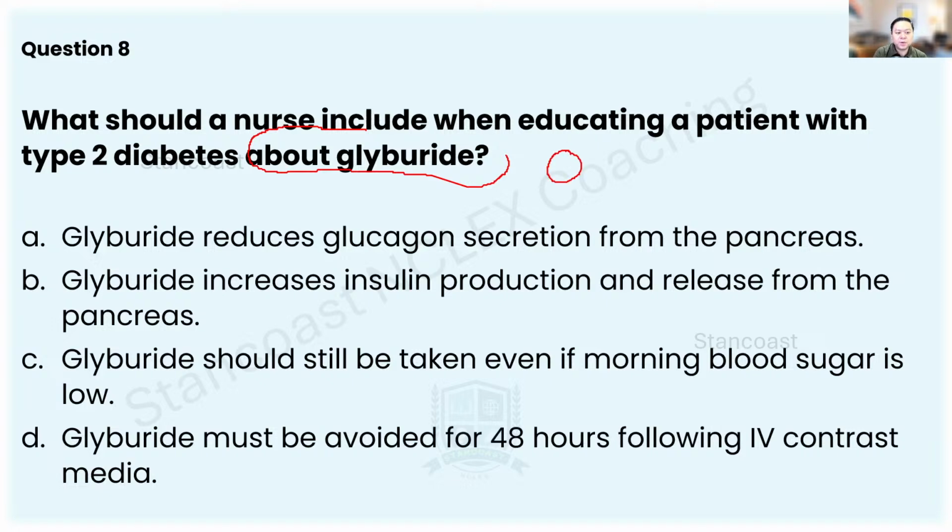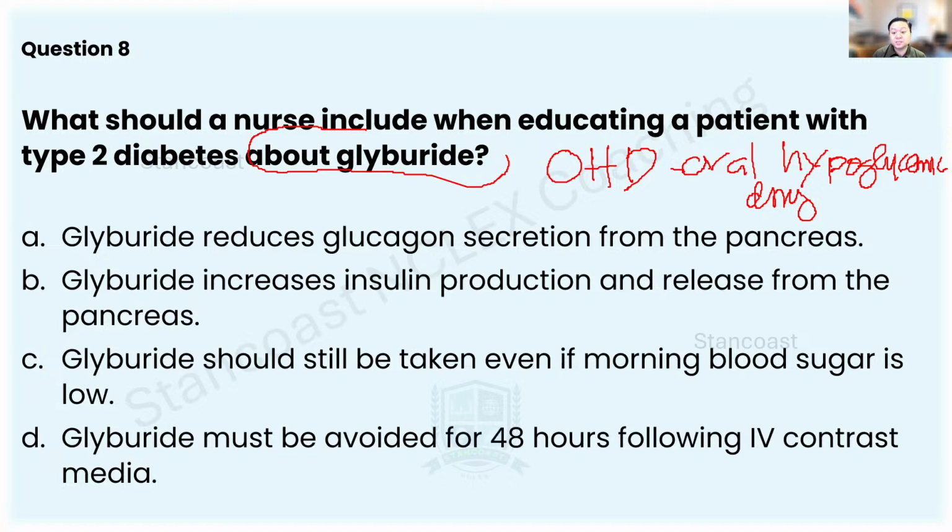Oral hypoglycemic drug. Let me just call that OHD. So what would be your education at this point? If you had answered letter A, glyburide reduces glucagon secretion from the pancreas, this is incorrect because it doesn't impact the glucagon secretion. What it can do is to stimulate insulin release.